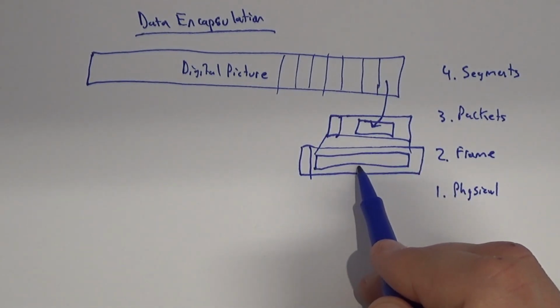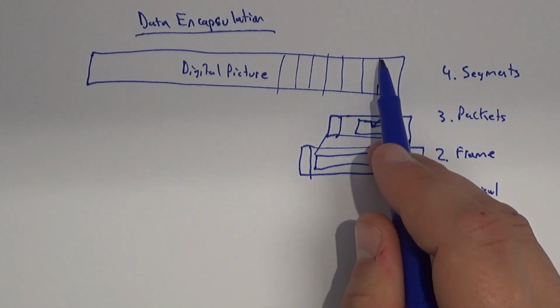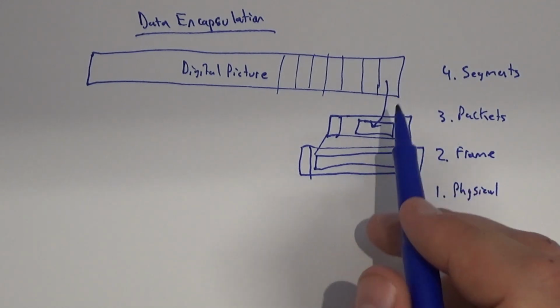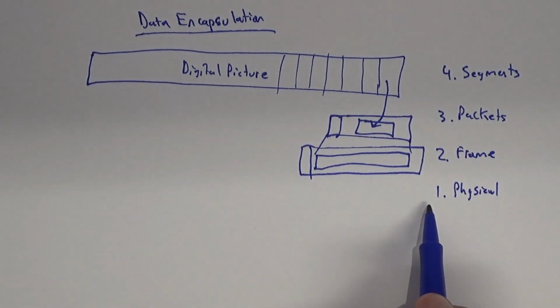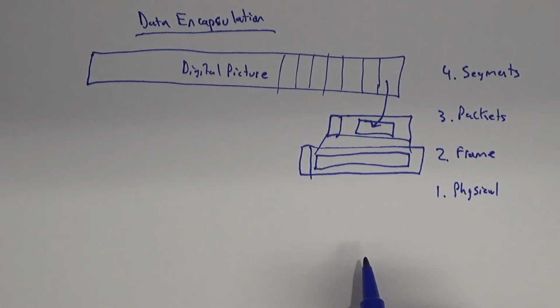So this is the idea of data encapsulation. Take a big piece of data, chunk it up into segments, put one of those segments inside of a packet, put a packet inside of a frame, and transmit that frame in binary across the physical network so we can actually get information from one place to another.